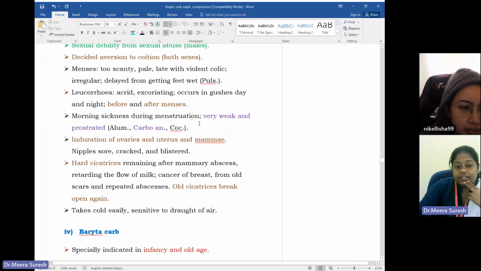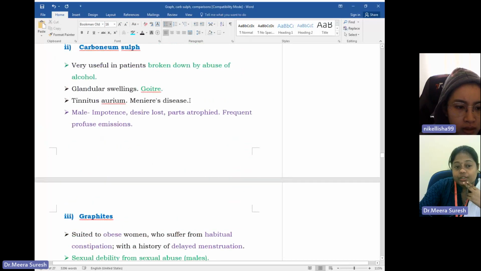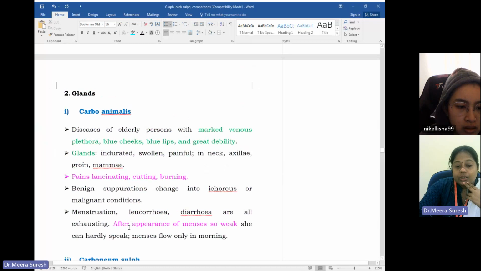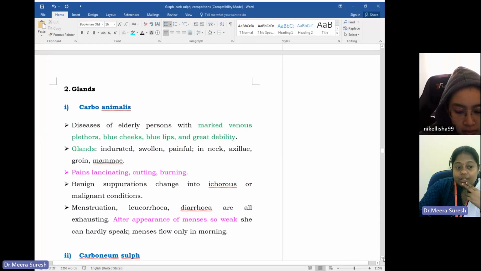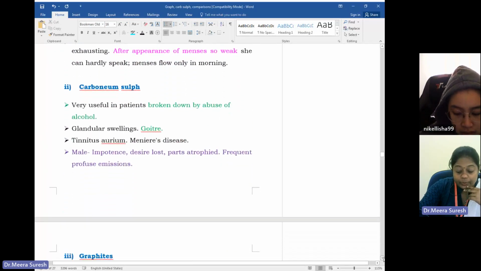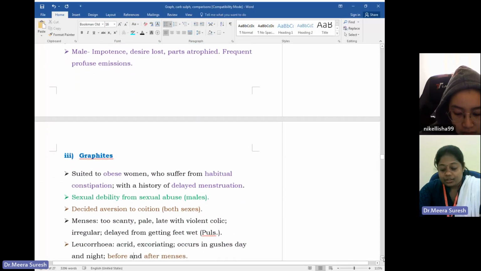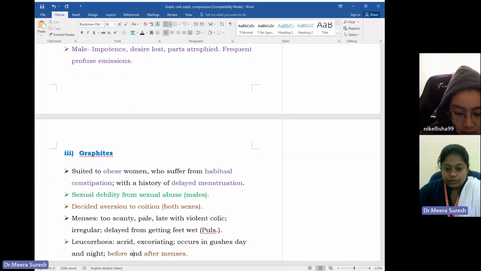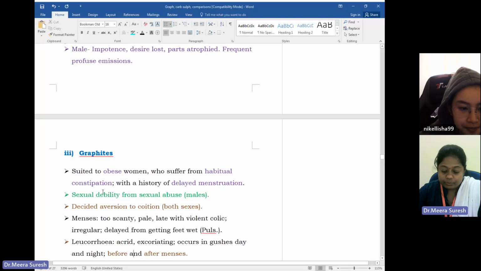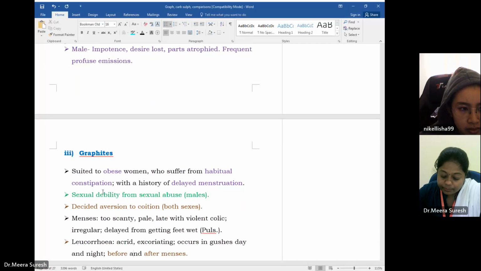Ah, yeah, graphitis. This is what. Very weak and prostrated during menstruation. So we saw over here carbo animalis. Where is the carbo animalis? The patient is so weak that she can't even speak after the appearance of menses. So a similar symptom we see in graphitis. But when we take the graphitis per se, I don't think in graphitis they have put it, maybe in boric, but in not.